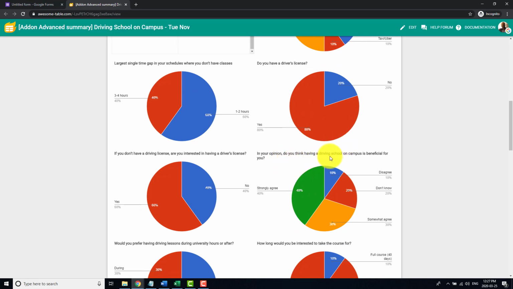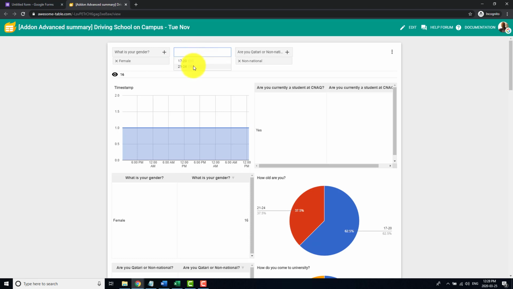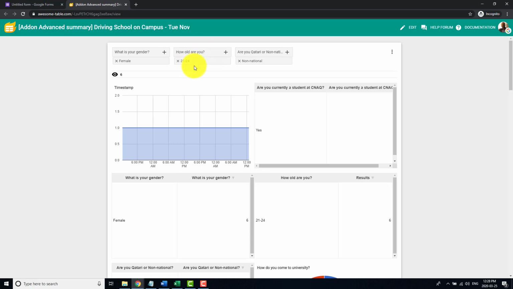In your opinion, do you think having a driving school on campus is beneficial to you? Oh, look at this surprise. 40% strongly agree. 30% somewhat agree. That's only 70%. That's actually less than our Qatari female. So younger non-Qatari females don't support the business so much. And let's go to older females. So non-Qatari, non-national, female, 21 to 24.